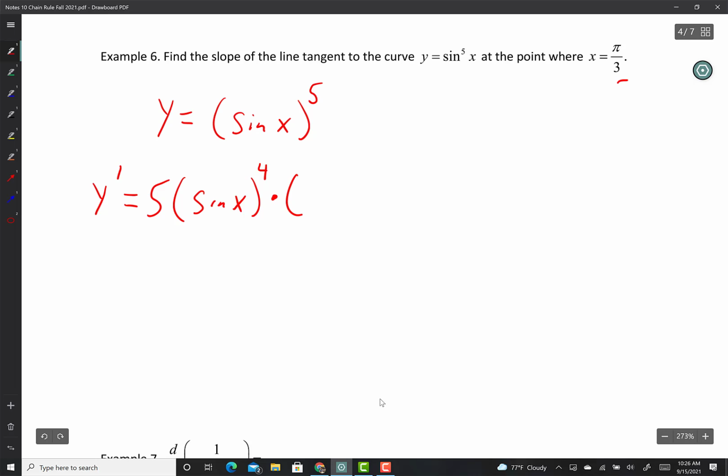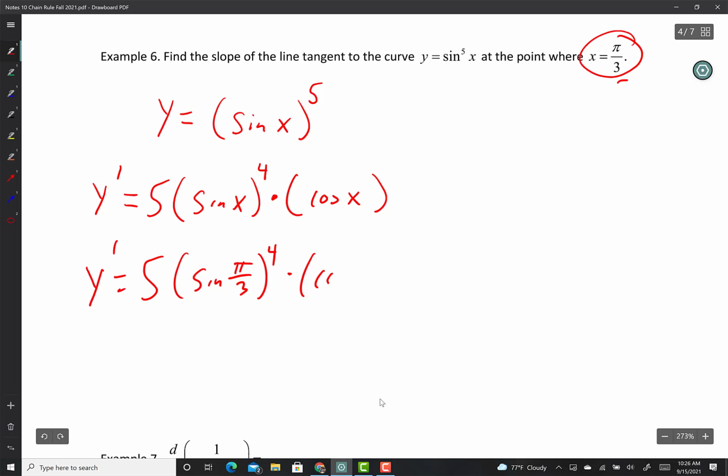What's the derivative of sine x? There it is. Now, I just took a derivative. I haven't done anything. I haven't answered the question. I need to plug in that pi over 3. So here we go. Let's see if you know your unit circle. 5 sine pi over 3 to the 4th times cosine pi over 3.